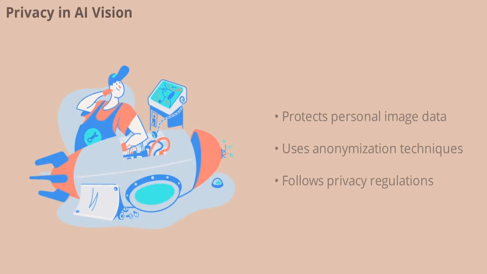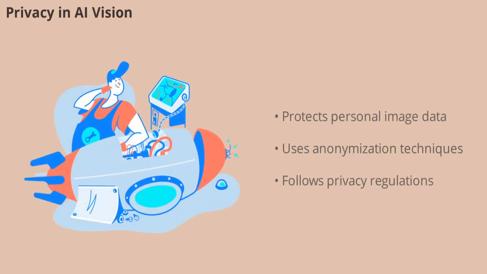AI vision systems often process sensitive images, raising concerns about privacy. It's important to protect personal data and ensure that images are used only for their intended purposes. Techniques like anonymization and secure data storage help safeguard privacy, while regulations guide the ethical use of AI vision technology.